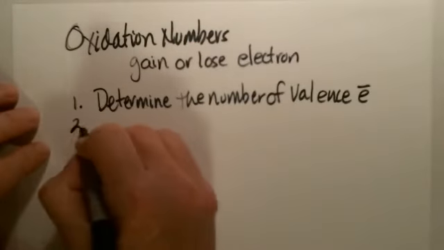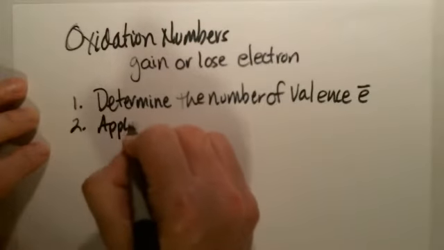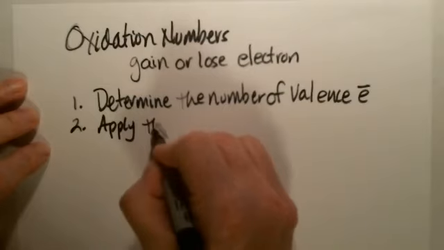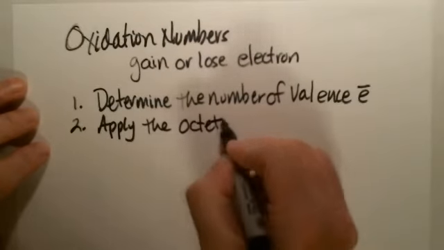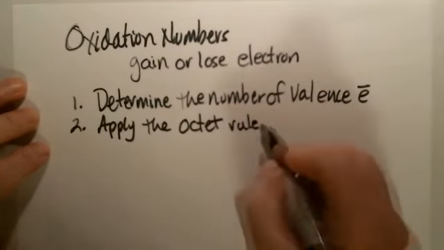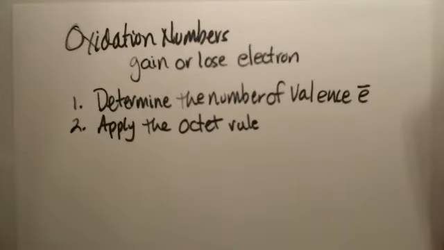The second part is you need to apply the octet rule. The octet rule basically is that atoms want to have this full stable shell that has basically 8 electrons in it that are paired together. So, you have 4 pairs or 8 electrons.